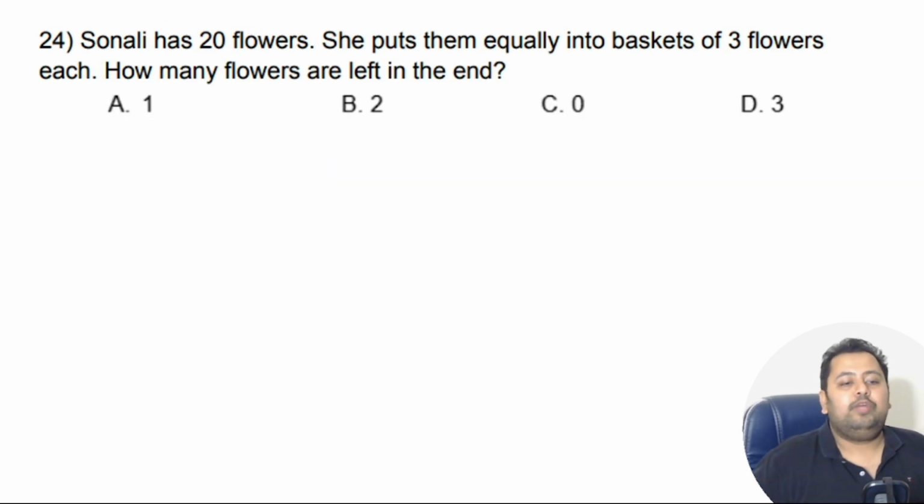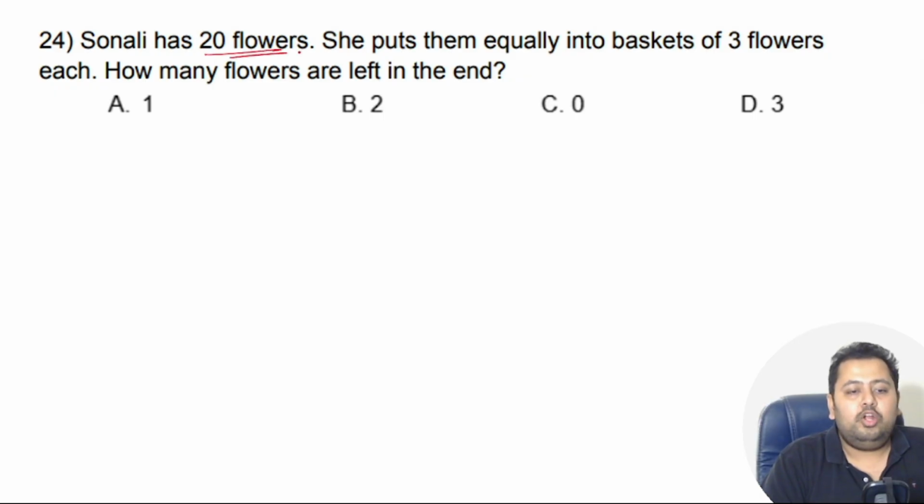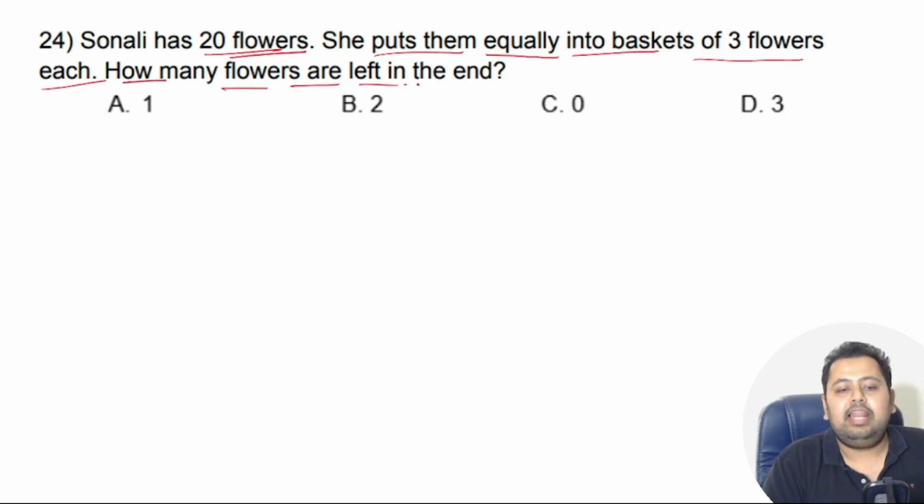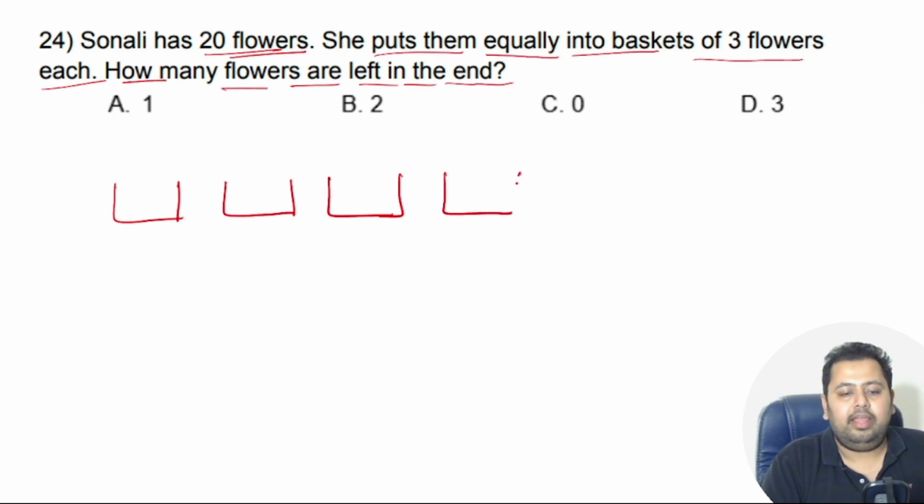And now we move to question number 24. Sonali has 20 flowers. So Sonali has how many flowers? 20 flowers. She puts them equally into baskets of 3 flowers each. How many flowers are left in the end, right? So Sonali has 20 flowers with her. So there are 20 flowers. Then she has some baskets as well, right? So there is no limit on the number of baskets Sonali has, right?